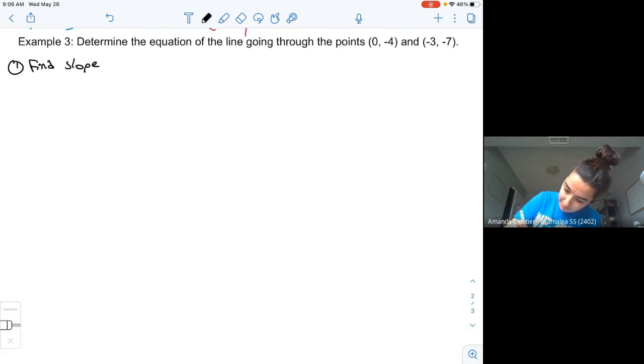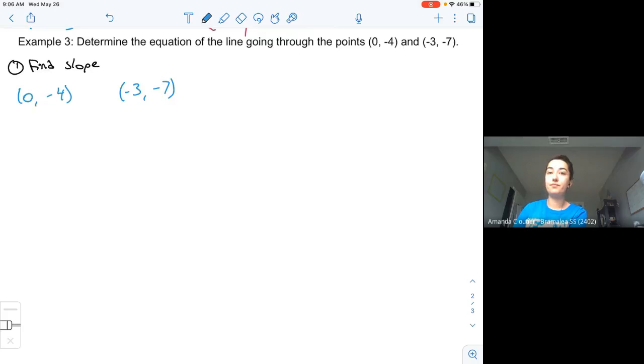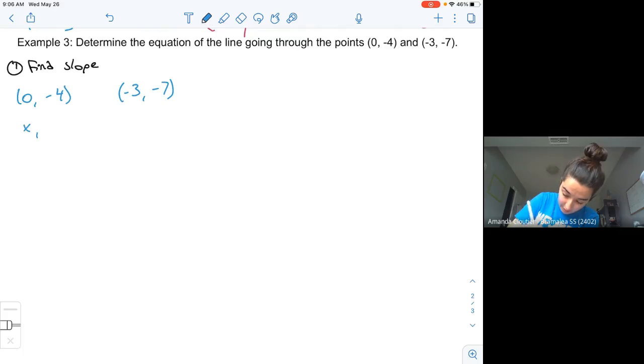That's always what we're going to be starting with, and that's exactly why I did what I did yesterday. So we're going to find the slope. We have our 2 points. I'm just going to write them out. So we have (0, -4), and we have (-3, -7). I'm going to label my points now. So I have x1, y1, and x2, y2.